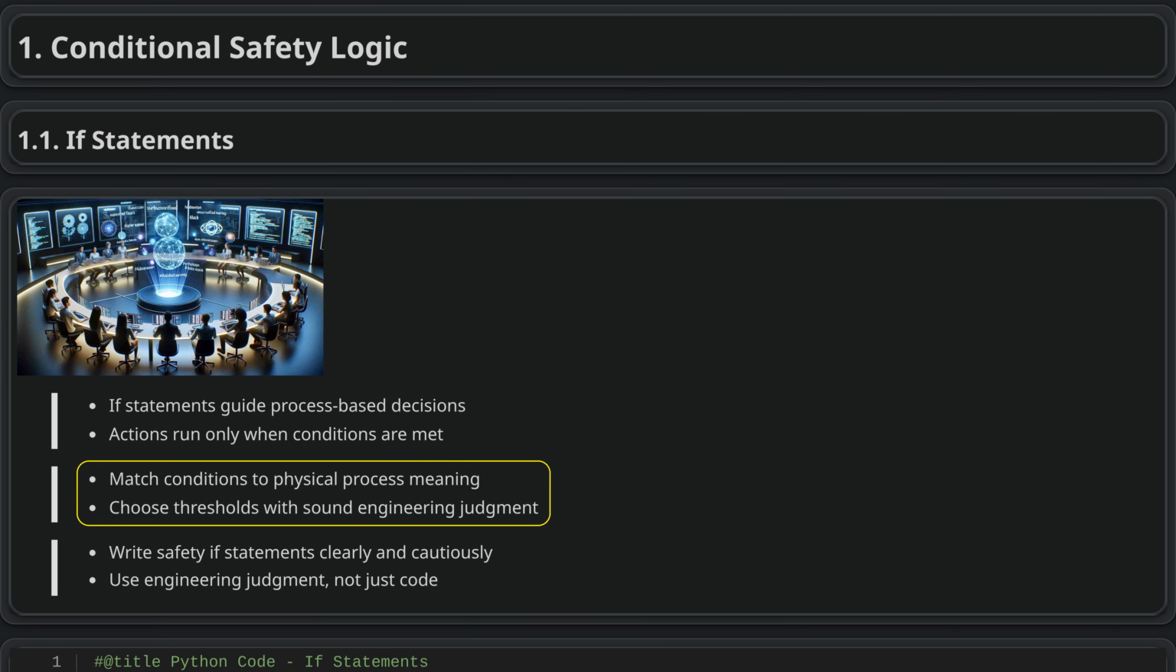It turns measurements into decisions, such as whether a system is safe or needs attention. Correct syntax is not enough. The threshold must also make engineering sense. A wrong limit can lead to the wrong decision, even when the code runs correctly.